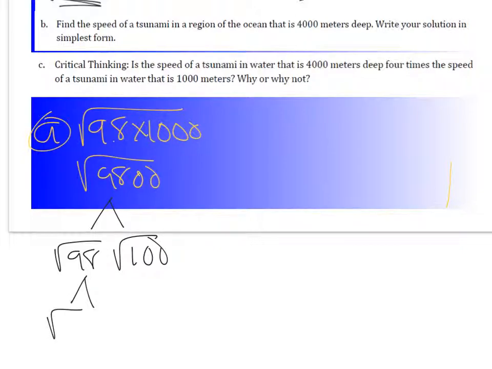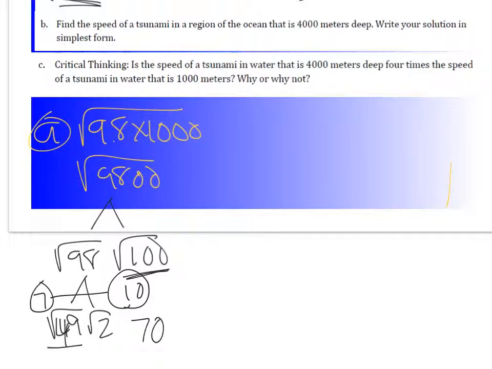98, if you remember from before, can be split into 49 and 2. Sorry, that's a 4. Handwriting's getting a little questionable at this point. So square root of 49 is going to be 7. Square root of 100 is going to be 10. So then I multiply those two because they're both outside, so that answer is going to be 70 square root of 2. All right, now let's go back and look at the problem.